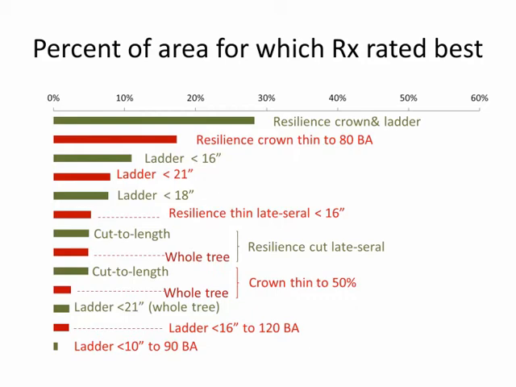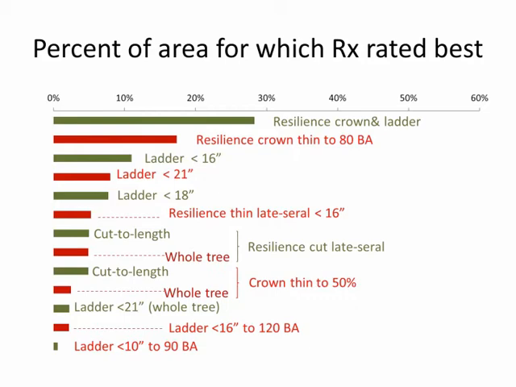So one of the things I notice on this is that the cut to length is more popular, particularly in the crown thin to 50% over the whole tree. Why would that have occurred? That's a good question. I can't answer it off the top of my head. Do you have an answer for it?